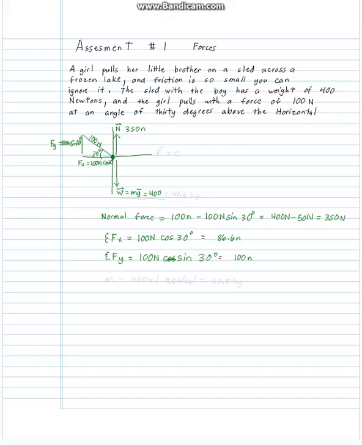Now, if we wanted to find the mass of the little boy, we can take our measurements that we have from here, and we can use the formula that mass equals 400 newtons divided by our gravity, which is 9.8 newtons per kilogram. And that equates out to 40.8 kilograms.